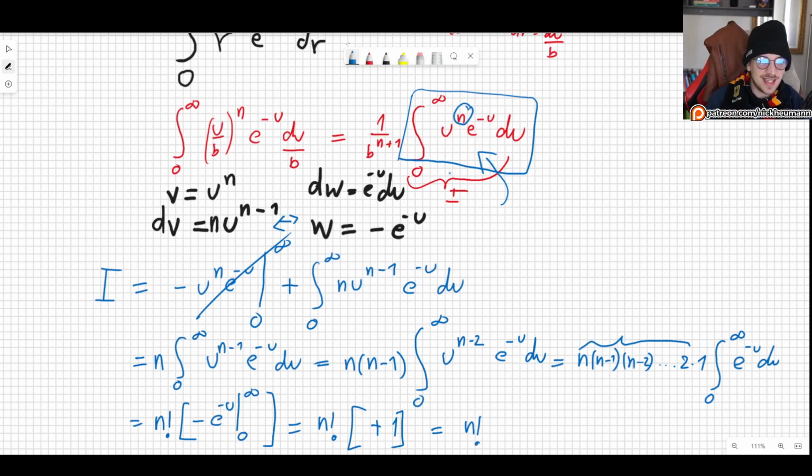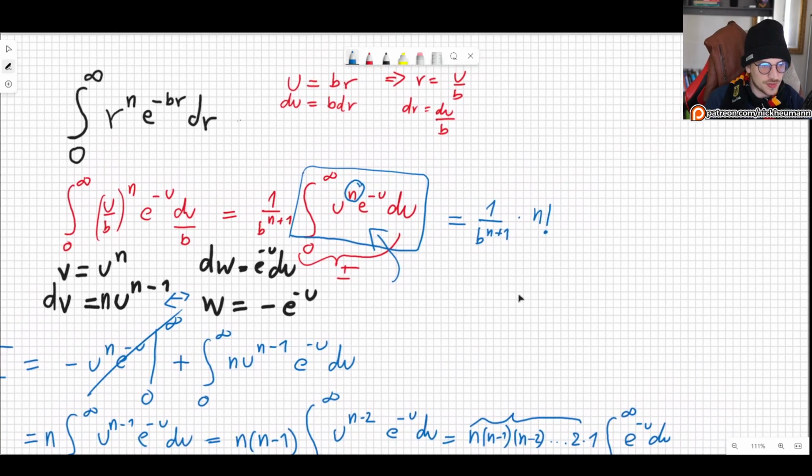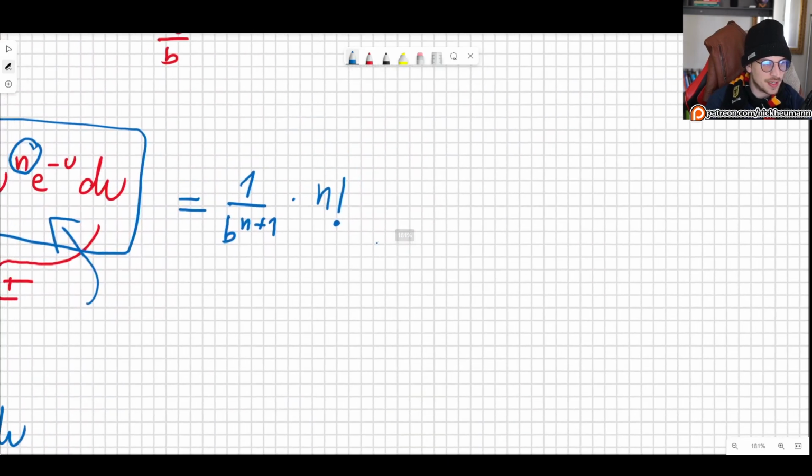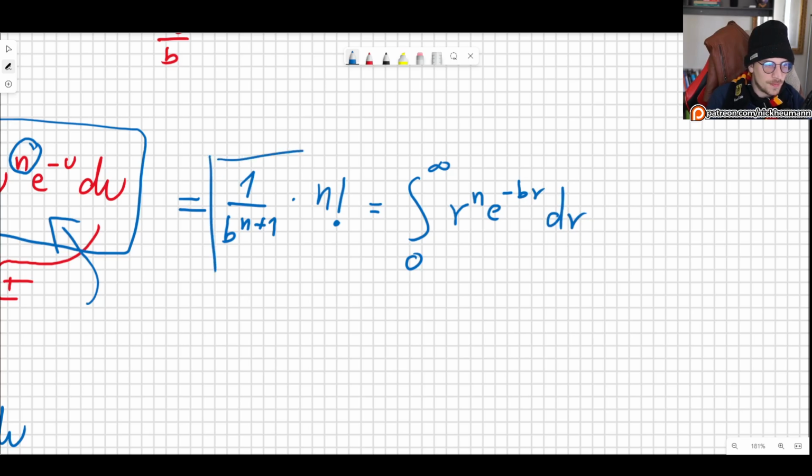Okay, but that is this integral that I have in the blue box right here. So that means that the integral that we started out with is 1 over b to the n plus 1, and we now multiply this by n factorial. Okay, so this is now the result. So let me write this very clearly here. So the integral from 0 to infinity of some r to the n e to the minus br dr is going to be this thing right here.